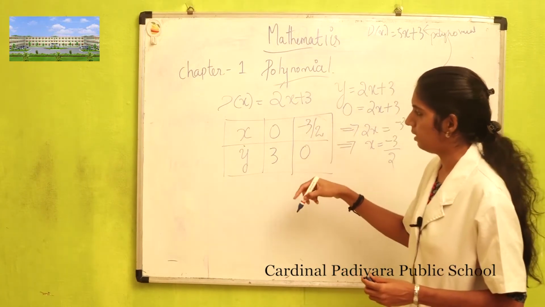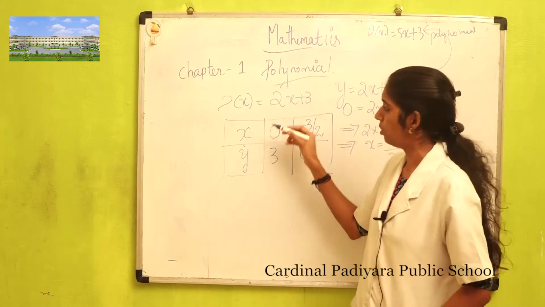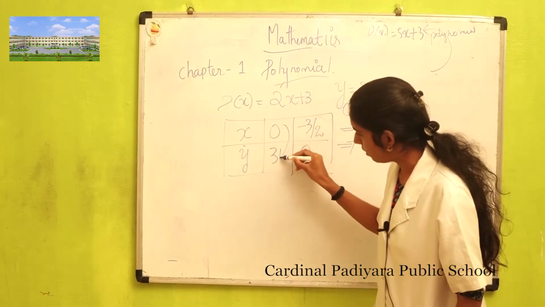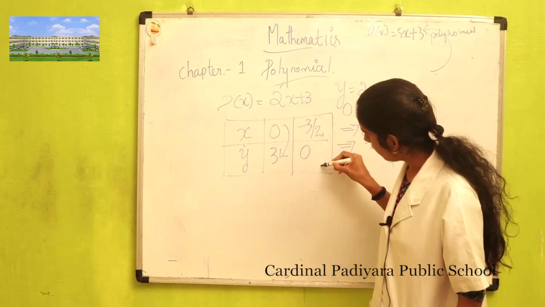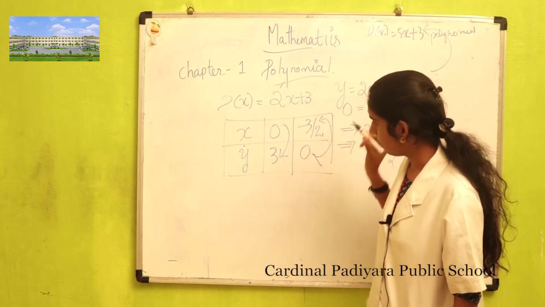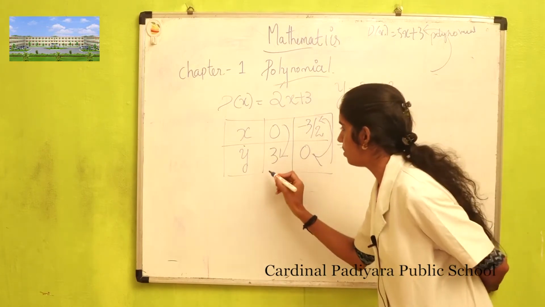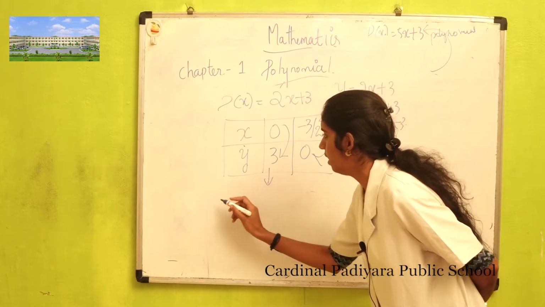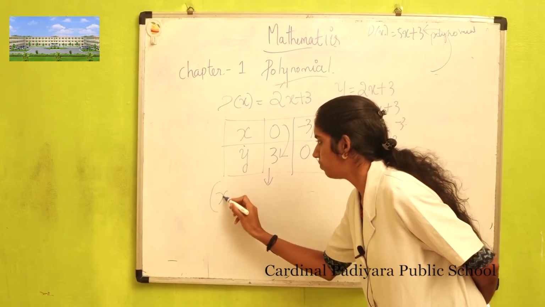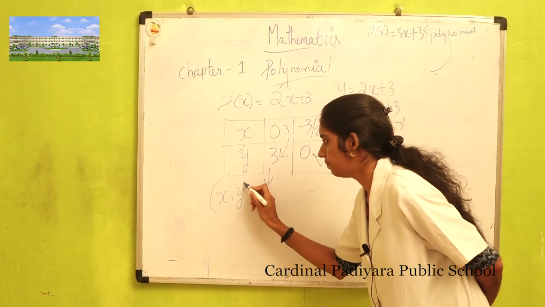It's a simple method for drawing the graph of a given polynomial. Put x equal to 0 and find the values of y, and put y equal to 0 and find the values of x. So what are the corresponding points here? Generally the point is in the form of x comma y.